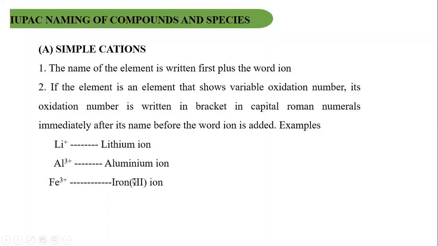Look at this example, Fe3+. That's what I'm talking about. Look at the name, iron(III) ion. You see the name of the element is iron, I-R-O-N. So iron is written. Then what is its oxidation state? The oxidation state is +3.